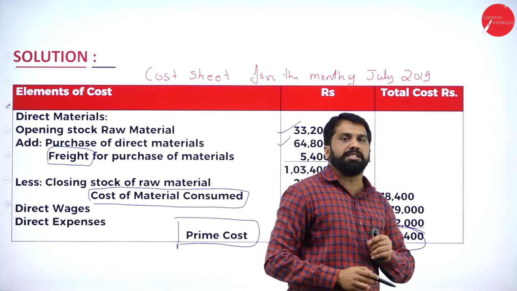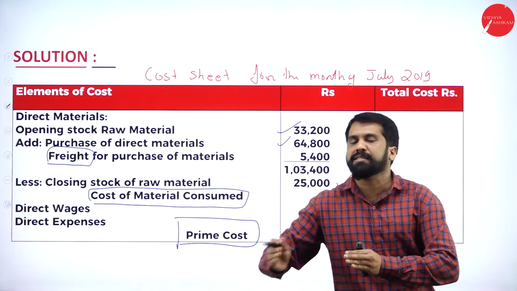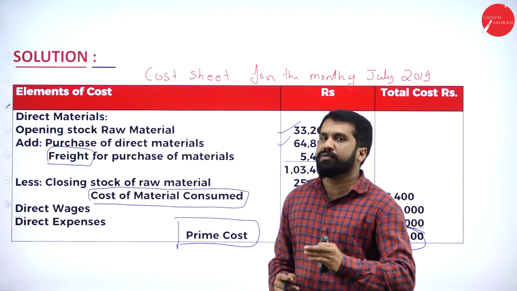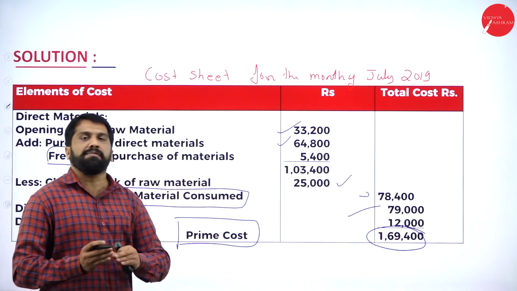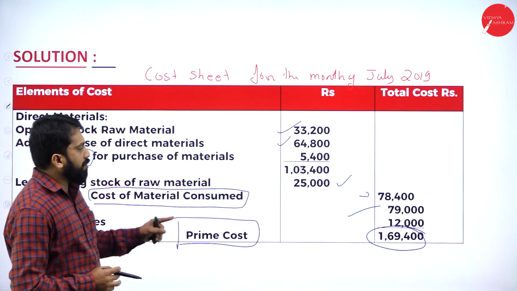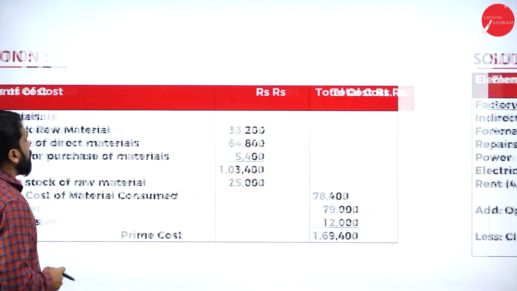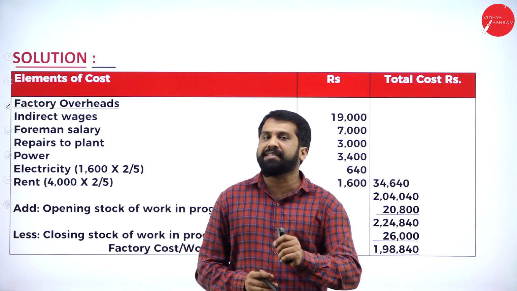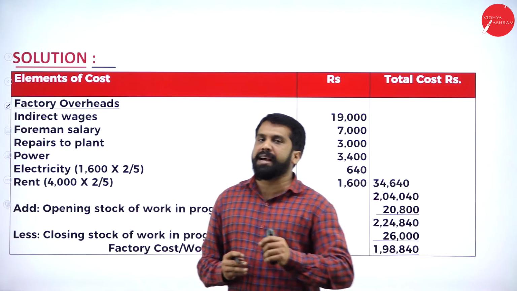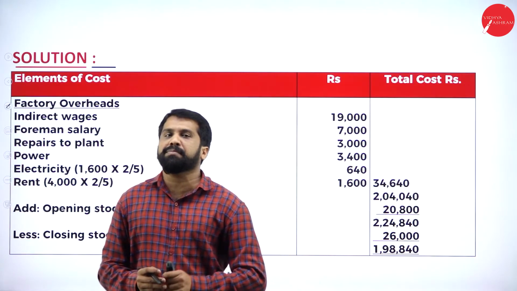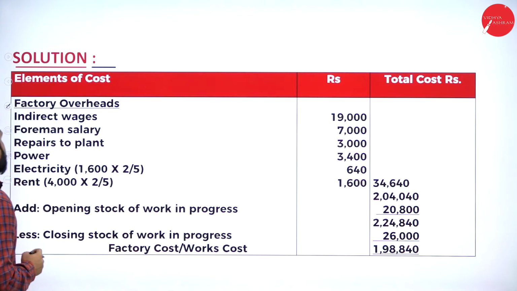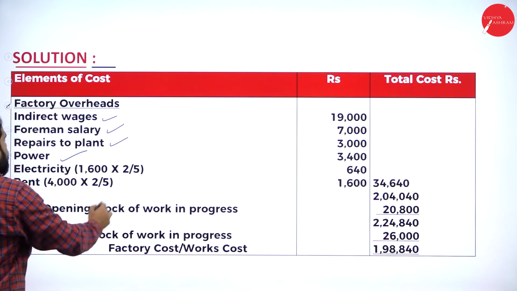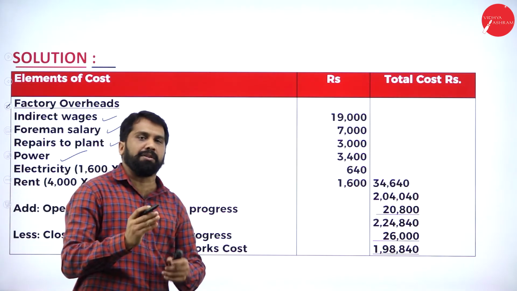So if it is a 15 marks problem, your 15 marks will be subdivided like 5 marks for prime cost, 5 marks for your work cost, 5 marks for your total sales. Like that, they will divide and allot the marks. Hope up to prime cost, no doubts. Once you're done with prime cost, what is the next part? You have to go for factory expenses. We already discussed and marked which items come under factory. Now, as per this: indirect wages, foreman's salary, repairs to plant, power, electricity. Electricity, as I told you, I'll go back to the question.